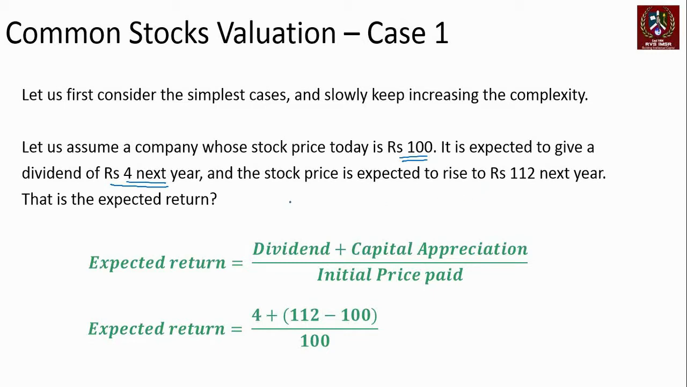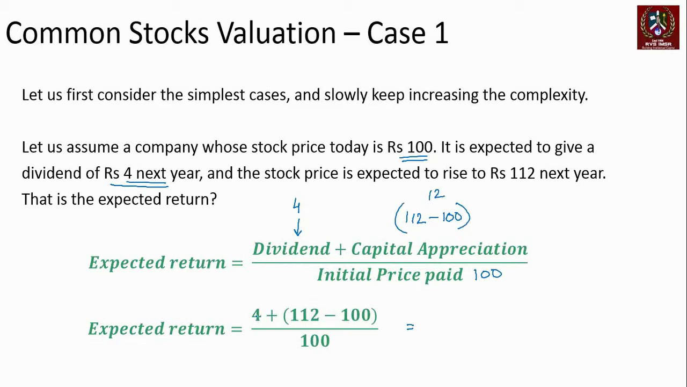What is the expected return? Now, when we look at the expected return, you will add the dividend that the company gives, that's 4 rupees. And you'll find what you get when you sell the stock next year, which is 112. You have already paid 100 for it. So that's effectively 12 rupees that you have made on account of selling the stock at 112. And you paid a price of 100.